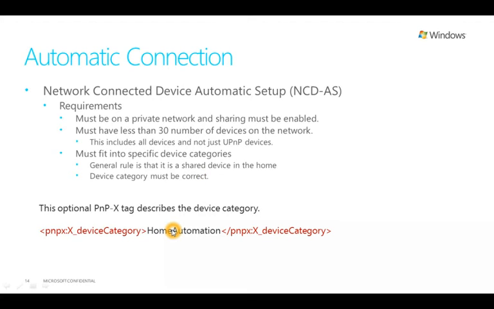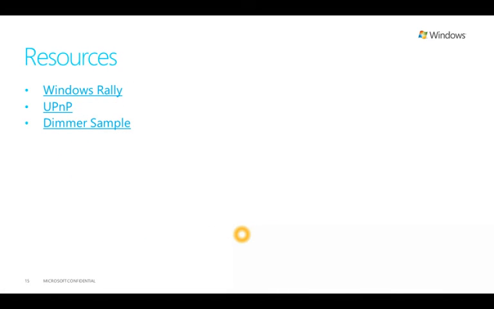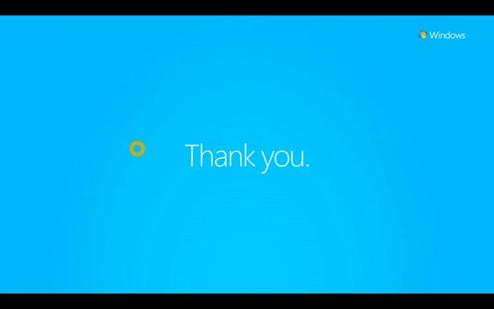There is an optional PNPX tag that describes the device category. This is an example of such a tag. In this case, we're using home automation. For additional information, there's Windows Rally, there's the UPnP.org website, and then there's also a dimmer sample on code.msdn.microsoft.com. Now you understand the basics of how to use UPnP in Windows 8.